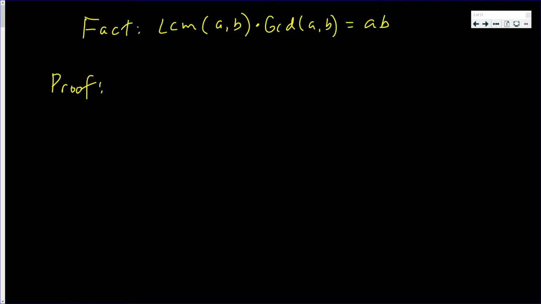In this video, we're going to show the connection between the LCM of A and B and the GCD of A and B. LCM is the least common multiple of A and B in this case. The GCD of A and B, the greatest common divisor of A and B. This theorem states that if you multiply the LCM of A and B by the GCD of A and B, out comes AB. Let's go ahead and prove this.